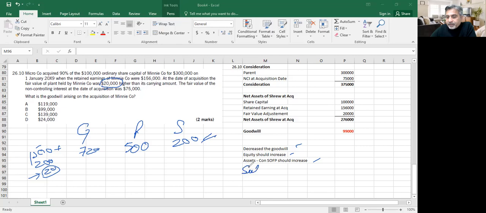Subsidiary profit should also be adjusted, and that should be decreased.